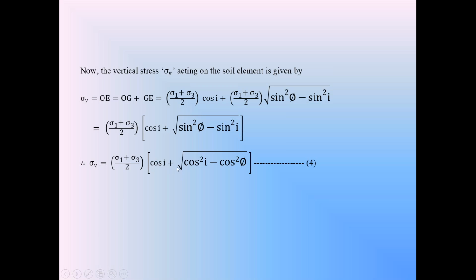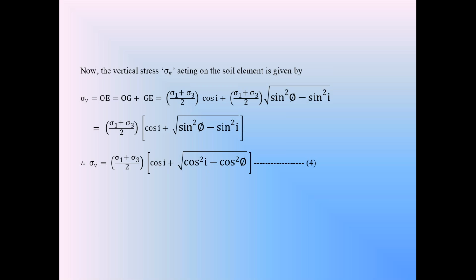into cos I plus square root of, write this sin square phi as 1 minus cos square phi. Write this sin square I as 1 minus cos square I. Then you can simplify this second term on the right hand side: 1 minus cos square phi minus of 1 minus cos square I. This simplifies as cos square I minus cos square phi. So the vertical stress on the element sigma V is equal to (sigma 1 plus sigma 3)/2 into cos I plus square root of cos square I minus cos square phi.